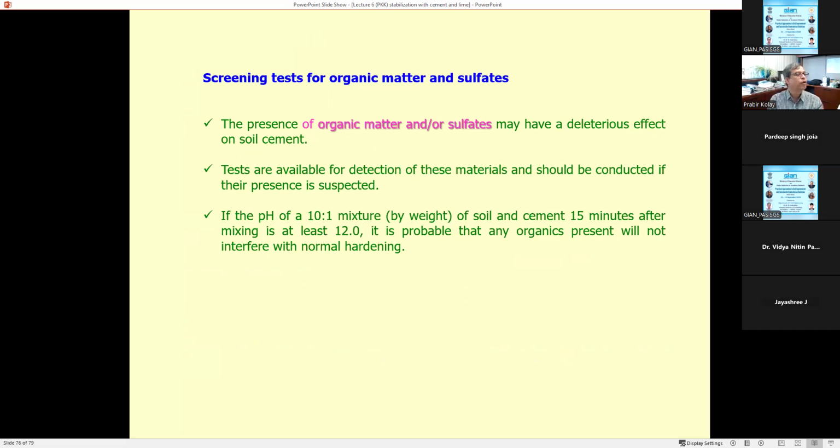Next, screening tests for organic matter and sulfate. If the soil has organic matter, we generally need to get rid of that organic matter and also the sulfate. Tests to detect these materials should be conducted if their presence is suspected. So we need to do that. And also we need to do the test for pH: 10:1 for the soil and cement, 15 minutes after mixing, and you see whether it is 12 or more. Again, like the Eades and Grim method I mentioned for lime, you can use the same thing here.